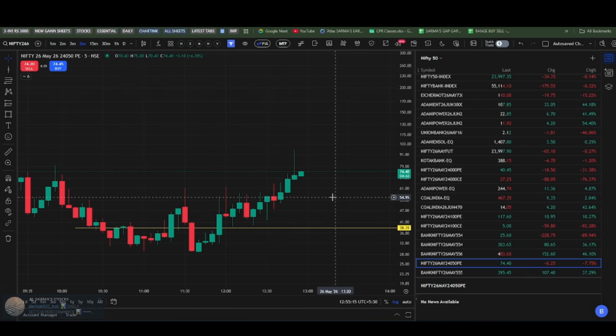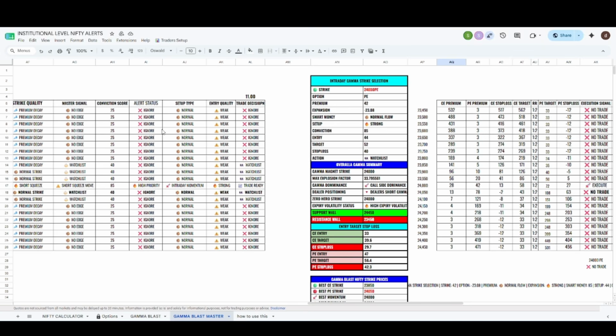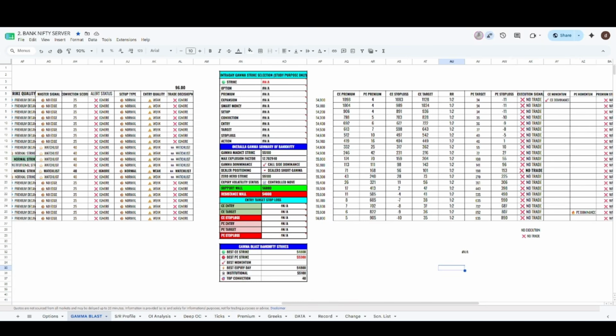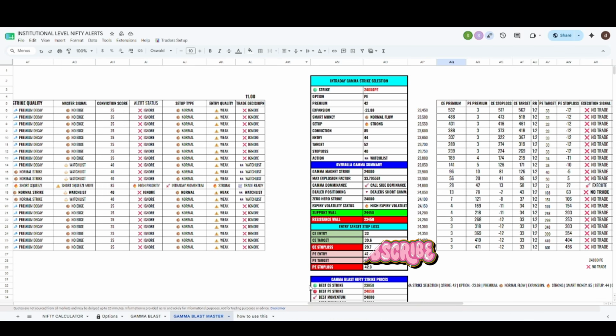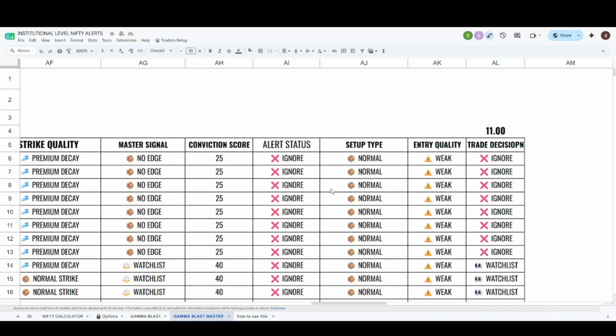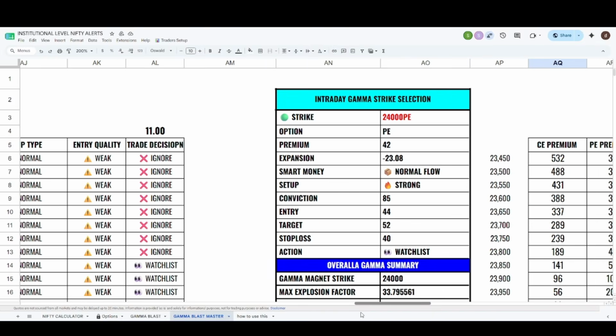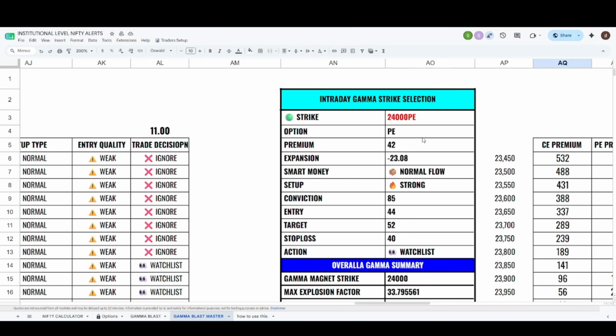Now I want to show you very clearly how they work. These are the Gamma Blast sheets. So this is institutional level Nifty Gamma Blast, and this is institutional level Bank Nifty Gamma Blast, and this is the institutional level Sensex Gamma Blast. So today, as today is the monthly expiry, I have shown you how we can track these and get the alerts. For example, today we have got the intraday gamma selection 24,000.